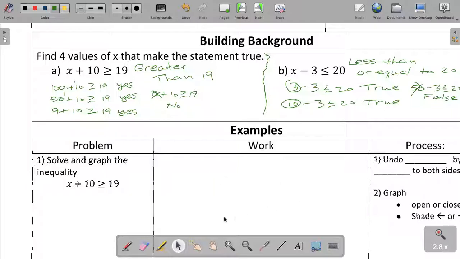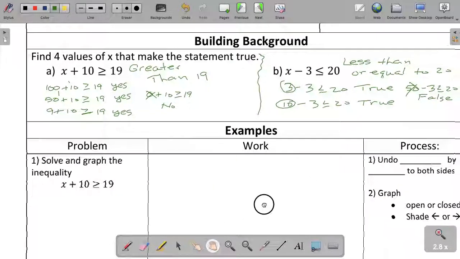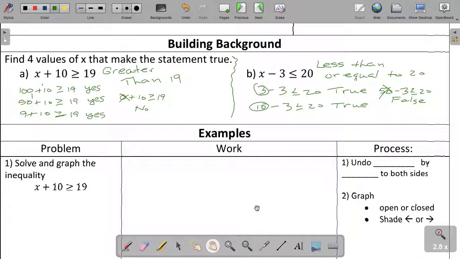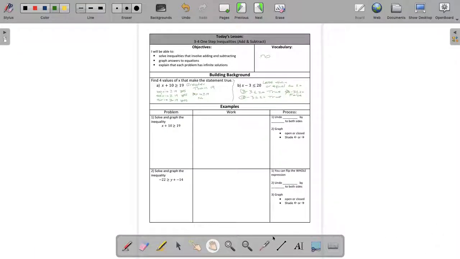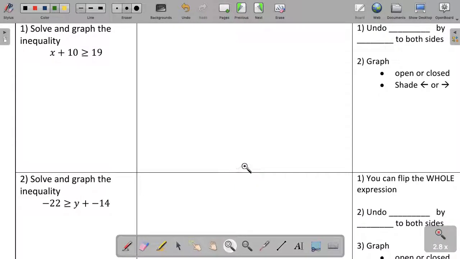Okay, so let's move this over a little bit here. My computer got really little. Let me try to make that bigger. Sorry about that, folks. All right.